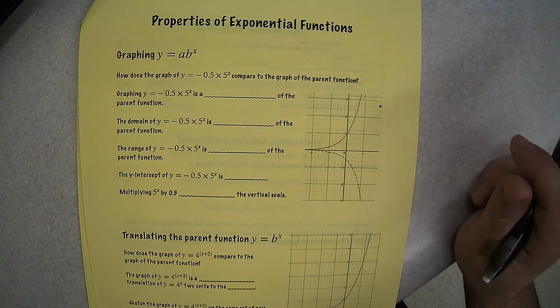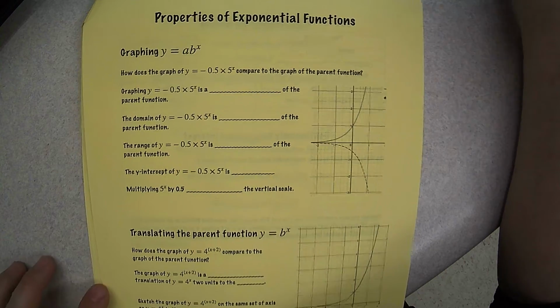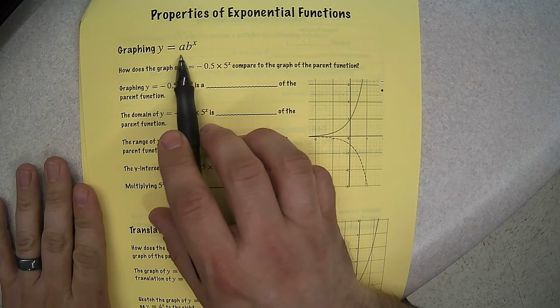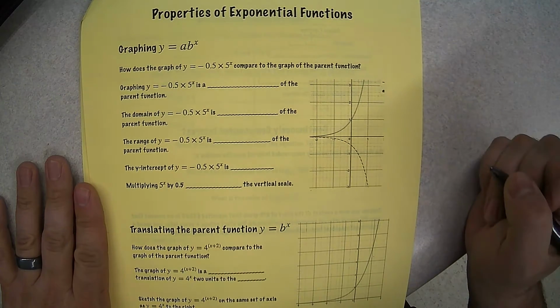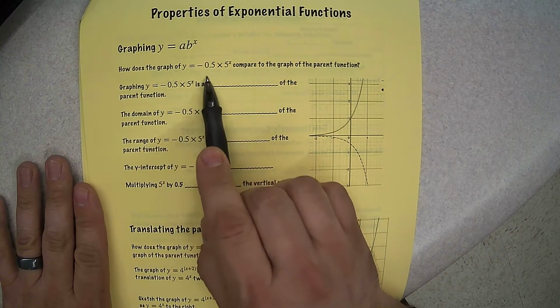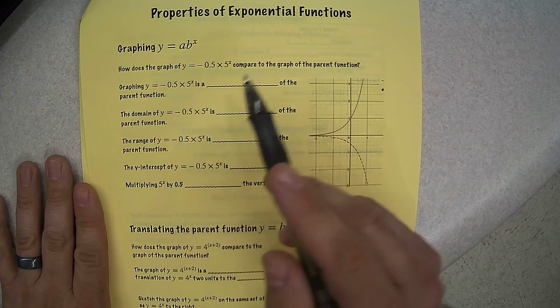All right, today we are going to look at some of our properties of exponential functions. We talked about we have our general form for an exponential function as y equals ab to the power of x, where the x value is our exponent. Today we're going to look at, well, what happens if we change some things to this.